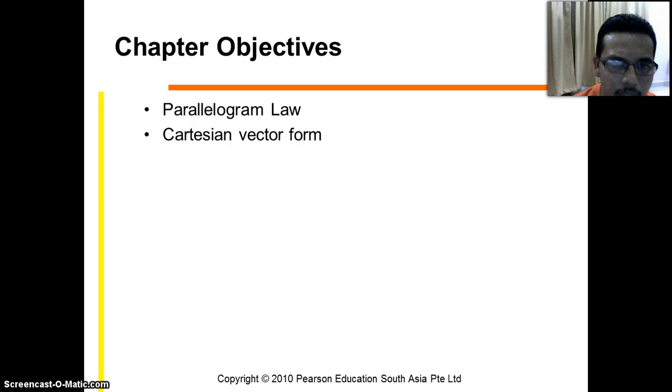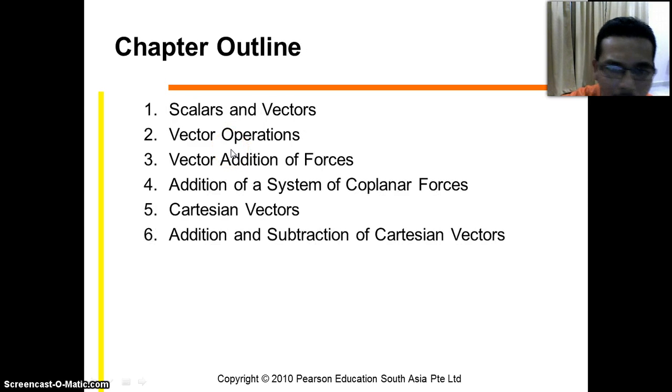So the objective here is to understand and be able to draw and use the parallelogram law and also the Cartesian vector form. From these two objectives, we can divide the chapter into six topics, simple and not too heavy each. We need to understand what a scalar is, what a vector is, how vectors can be added, subtracted or multiplied, the vector operations, and also what coplanar forces are.